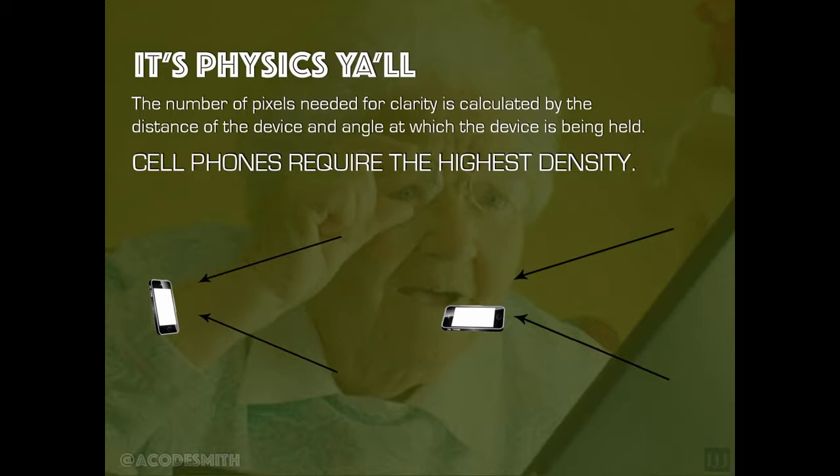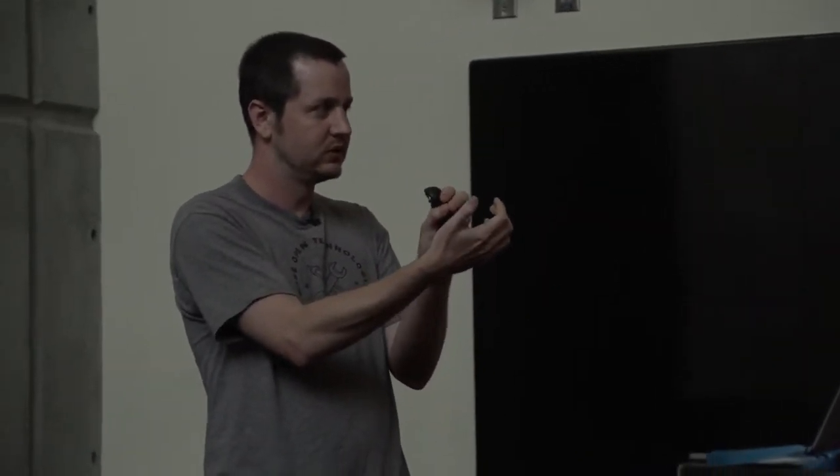The number of pixels needed for clarity is calculated by the distance of the device and the angle at which the device is held. So phones, we usually hold them a lot closer to our face. So we're going to need more pixels because we don't want to see the pixelation. We don't want to see the little dots.